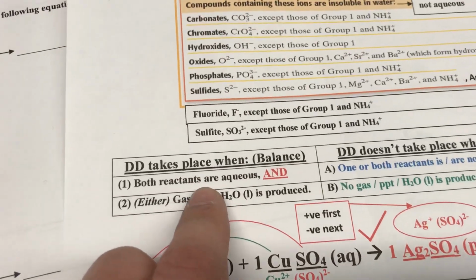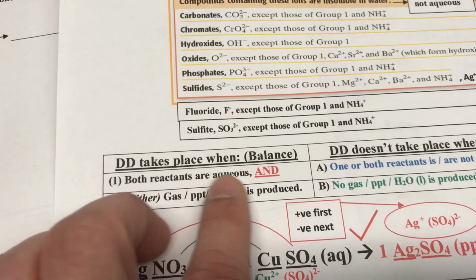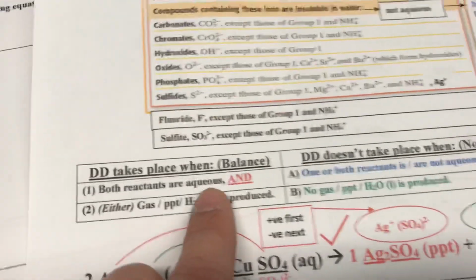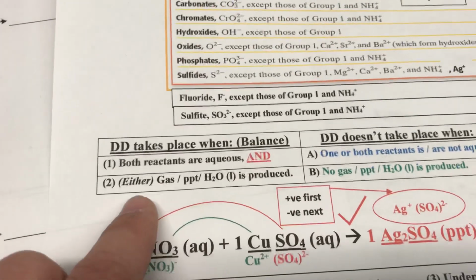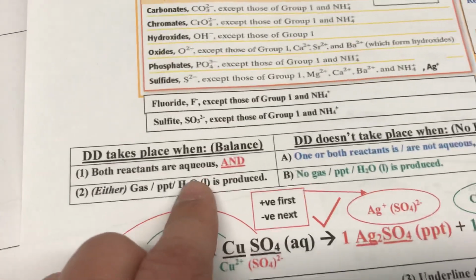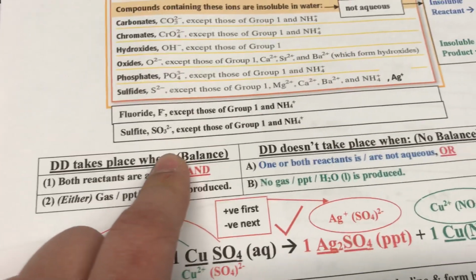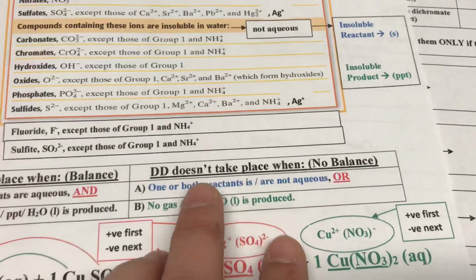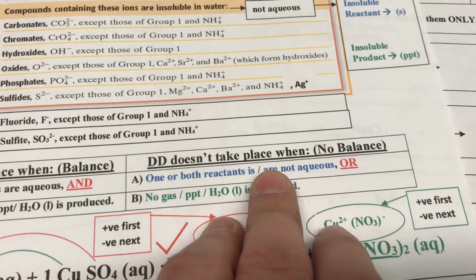So one of the two conditions that tell you double displacement takes place is, number one, both reactants must be aqueous, because if they're aqueous, they can be separated to switch partners. And either a gas, a PPT, or liquid water is produced. These two must be met at the same time for you to say double displacement takes place, and then you can balance the equation.